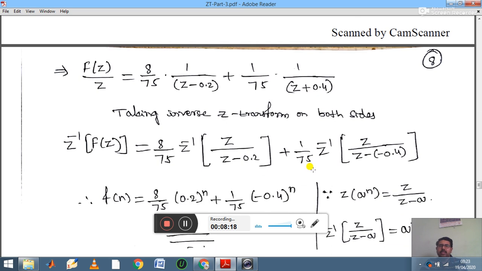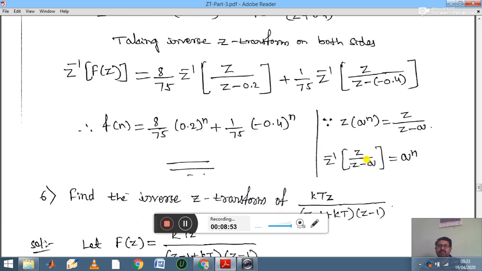Now you take the z transform on both sides. Before that, you send this z to the RHS side. By sending z to the RHS side, now you apply the inverse z transform. Therefore you are getting z inverse of f of z is equal to 8 by 75 is constant, z inverse of z by (z minus 0.2), plus 1 by 75 into z inverse of z by (z plus 0.4), which can be written as z minus of minus 0.4.